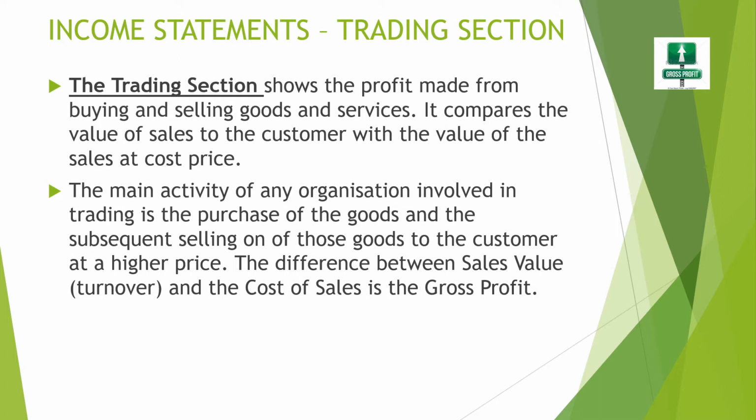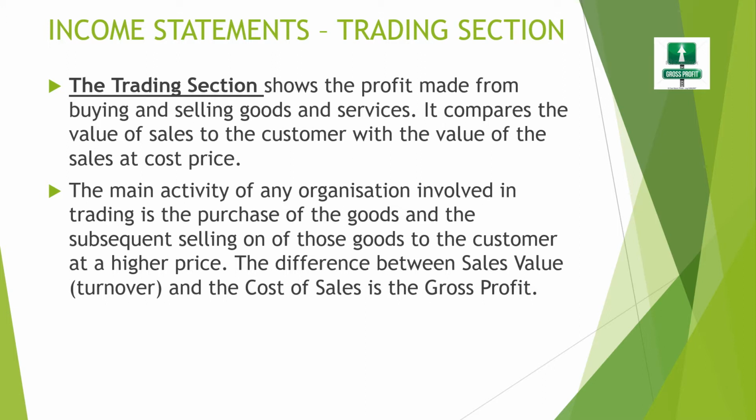The trading section shows the profit or loss made from buying and selling goods and services. It compares the value of sales to the customer with the value of sales at cost price. So, for example, if you're selling a Mars bar for 50 pence, you might be able to buy those Mars bars in for 40 pence, which means that you have made a gross profit of 10 pence per Mars bar. That's quite simplistic, but it kind of works on that premise.